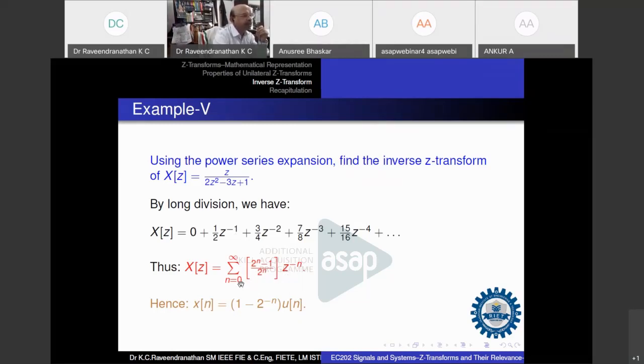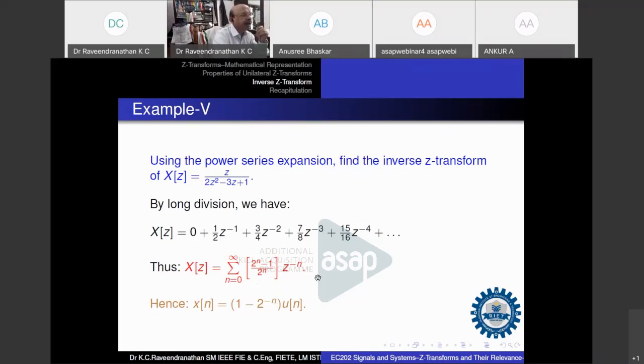Substitute n is equal to 0, you get 2 raised to 0 minus 1. I mean, 2 raised to 0 is 1, 1 minus 1 is 0. So you get the first term. So when n is equal to 1, it is 2 raised to 1, it is 2, 2 minus 1 is 1, so 1 by 2 into z raised to minus 1, and so on. So all the terms in this infinite series can be generated or expressed in this infinite sum, right?